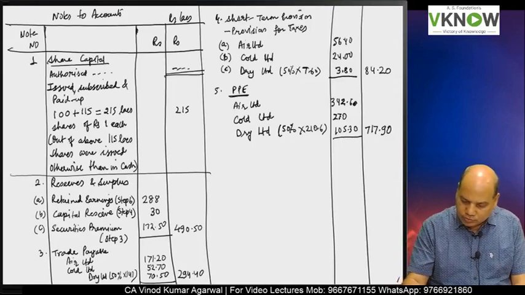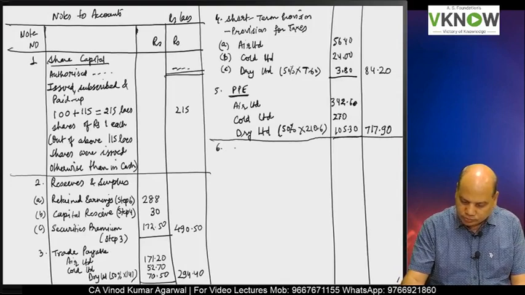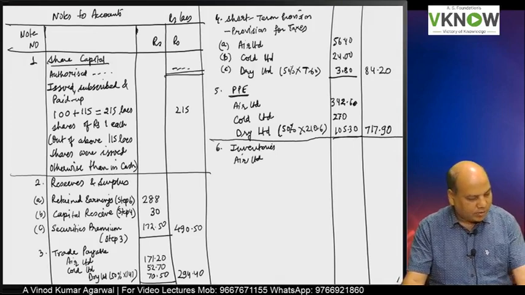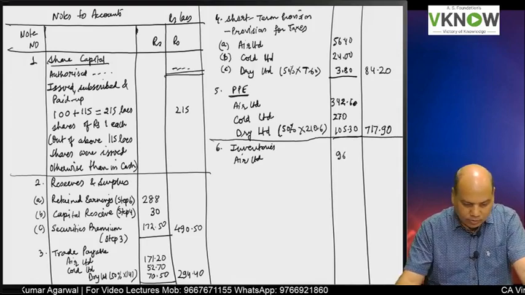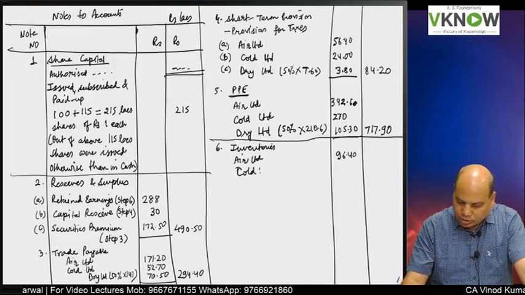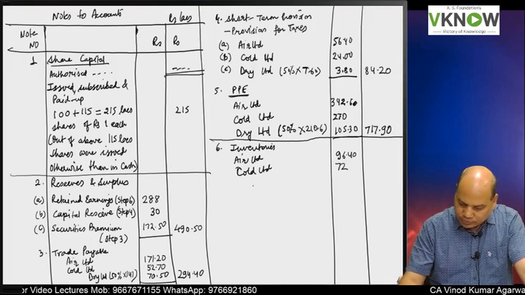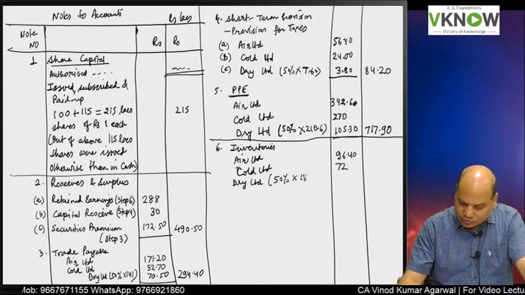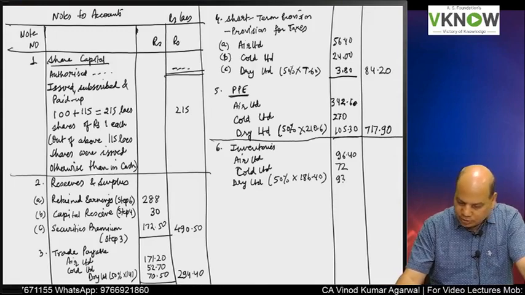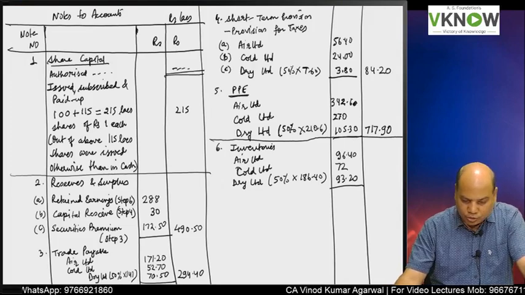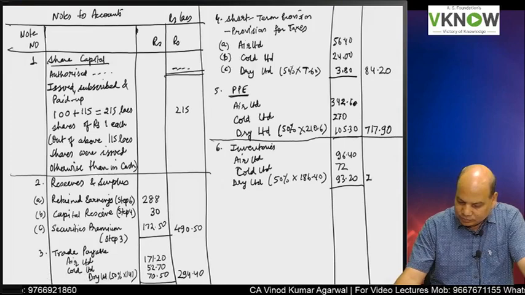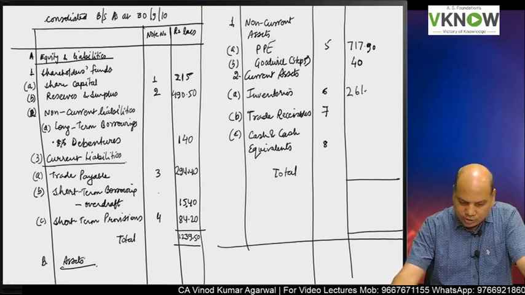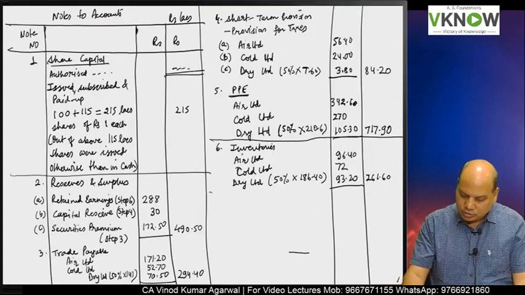Then we'll come to note number 6, inventories. Air Limited 96.4, Cold Limited full 72, Dry Limited 50% of 186.4, 93.20. Total on the outer column 261.60. So we'll go to previous main page, 261.60.